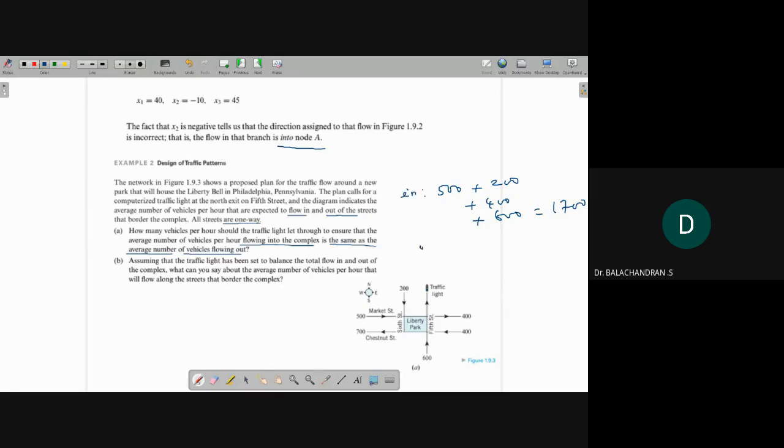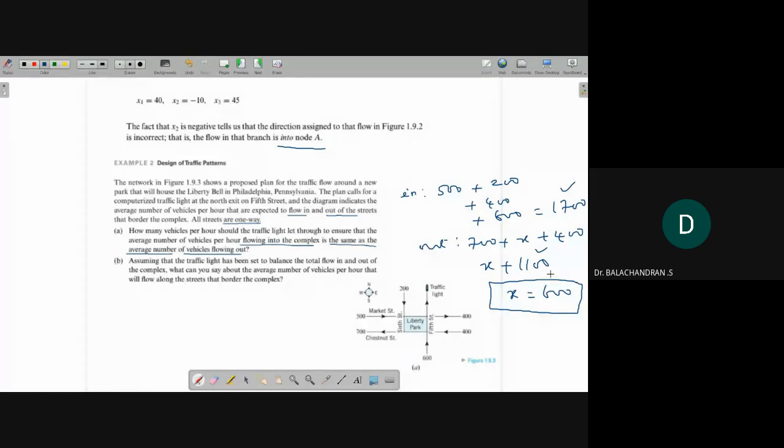Flowing out. Flowing out is what? 700 plus x. x is also out, okay, and 400. So now you have x plus 1100. This is out, okay, x plus 1100. And your assumption is what? Flowing in is the same as flowing out. So if you equate these two, you will get x is what? x is 600. So, 600 is the answer.